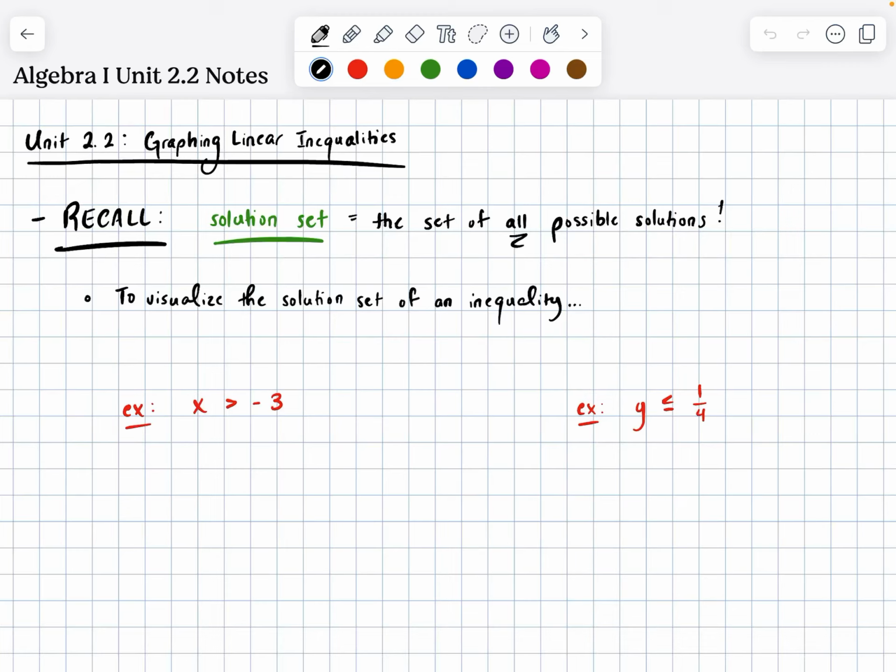To visualize the solution set, remember that we drew upon an old friend from journeys past in our mathematical exploration, and its name, of course, is Jeremy. No, it's the number line.